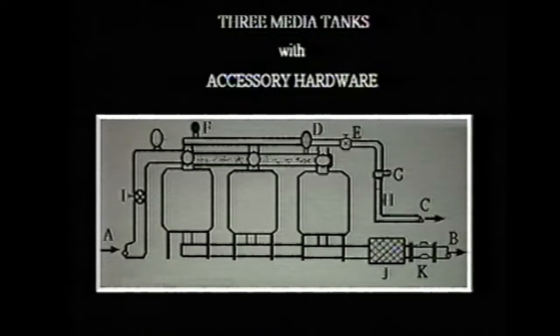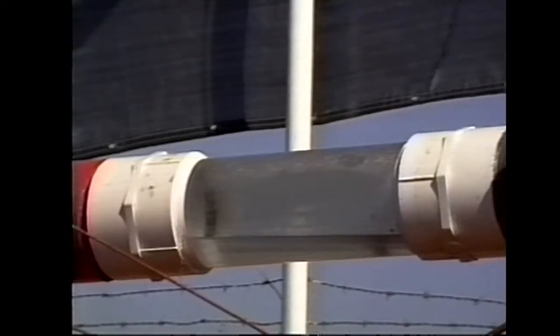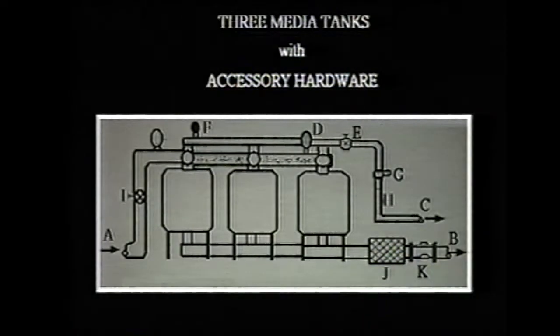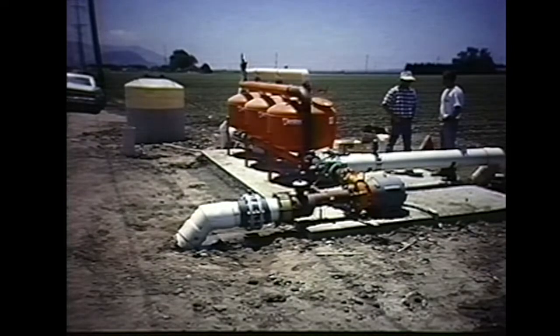Special attention must be given to accessory hardware so media tanks can be operated and adjusted properly. The backflush must be adjusted for the correct flow rate, duration, dwell time, and frequency. If the backflush is not adjusted correctly, the media tanks will not operate correctly. Special hardware is needed with media tanks, including air vents, a backup screen, and sometimes a pressure-sustaining valve. In summary, media tanks are very popular, but must be properly selected and adjusted to obtain the desired performance.